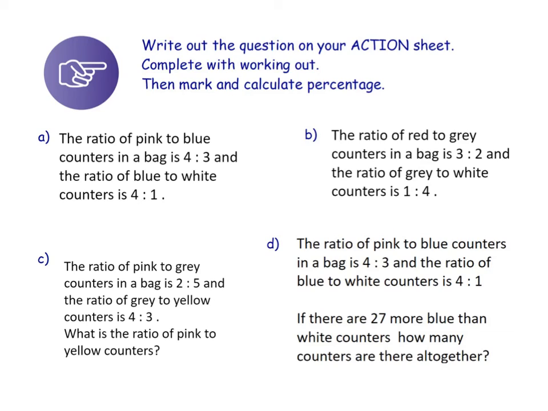So you have 4 questions to do on your action sheet, so you're going to copy them out and answer them, showing the working out as you go through. A and B are just combining the ratio to get the 3-part ratio. C and D are additional questions to see if you can apply that to a different type of question. I'll give you the answers shortly, so you need to pause the video and attempt the questions, please.